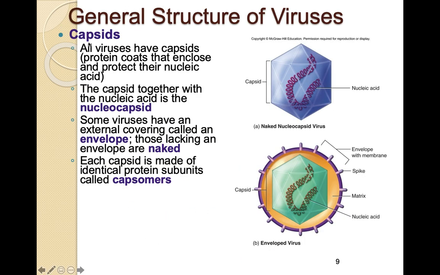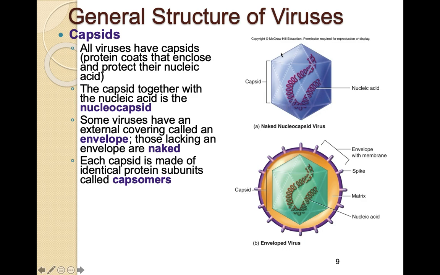On the outside of a virus, you're going to have something called a capsid. Every single virus on the planet has a capsid. Essentially it's a little ball of protein that can come in a couple of different shapes, which we'll talk about in just a second. It's going to protect their DNA or RNA inside of it. And this is all a virus is: a little ball of protein with some DNA or RNA inside of it.